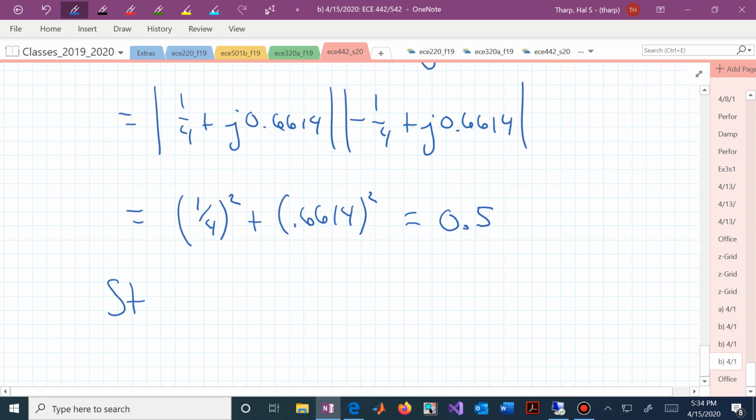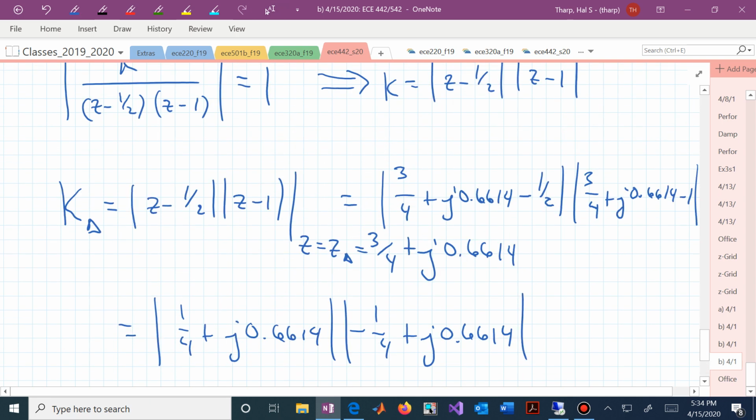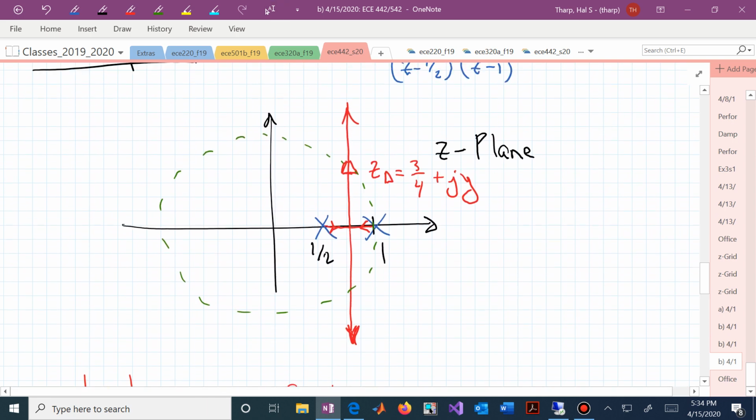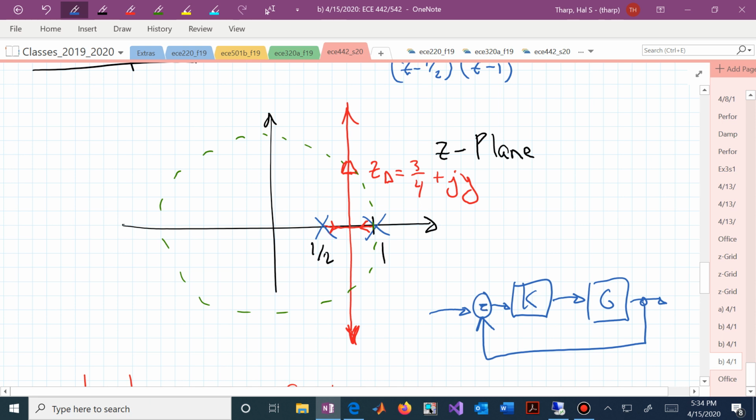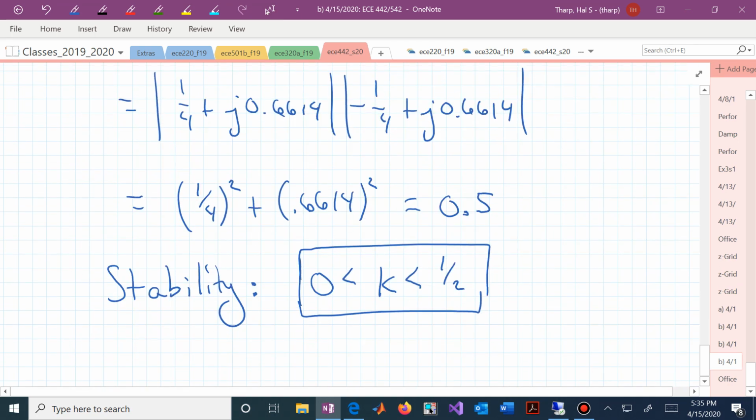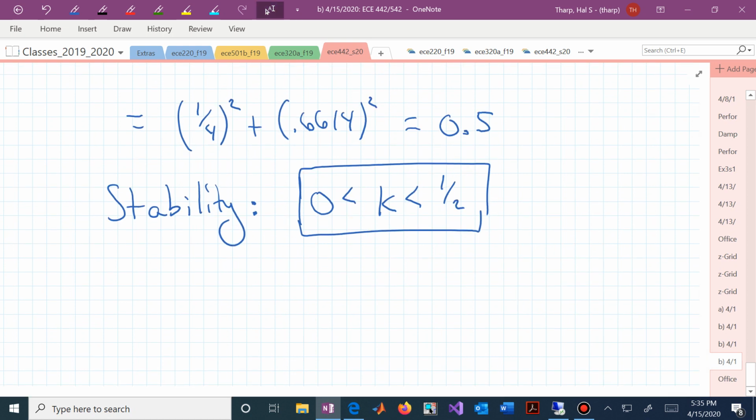So now for stability, based on what we now know for sketching root loci, we now know that to produce a stable closed-loop system, we can have k living between 0 and 1/2 if we apply a unity output feedback configuration to this particular system again. Again, we're assuming that we have that closed-loop diagram. So now we know how to create stable systems.